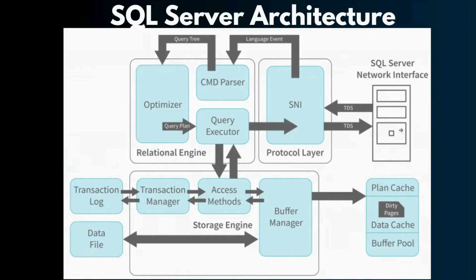Now let's understand how a simple select query executes in SQL Server. First, the client formats the SQL query into a TDS or tabular data stream, and this packet includes query text, parameters, and metadata like authentication details. The packet is sent over a network protocol, maybe TCP/IP, shared memory, or named pipes, to the SQL Server instance.